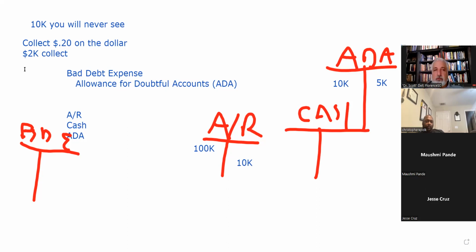So during the month, I collect my cash, $2,000. And I adjust my allowance account for $2,000. So what happened? My cash went up, my assets increased, but my allowance went up again, which reduced my net receivables. I combined my receivables and ADA to get my net. So I'm in balance, my balance sheet is there, life is good.